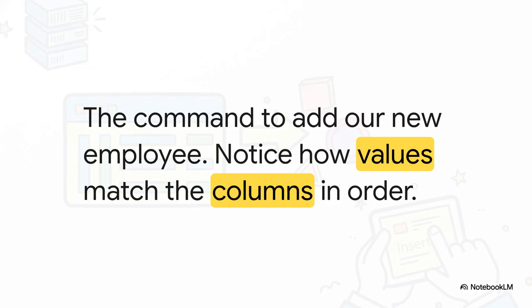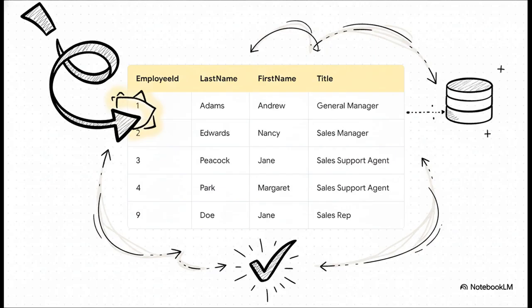Finally, the values. Notice how Jane lines up perfectly with first name, Doe lines up with last name, and sales rep with title. That order is absolutely crucial. And voila! After we run that command, our employees table has a brand new row at the bottom. Jane Doe is now officially in the system. We've successfully created new data. It's as simple as that.